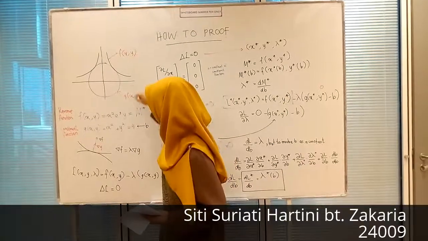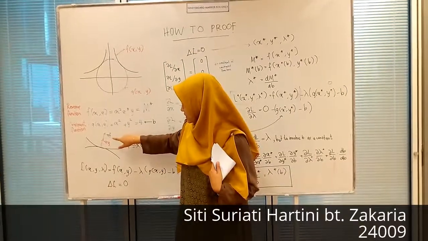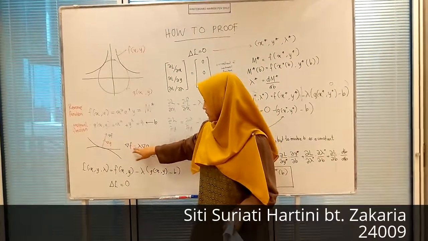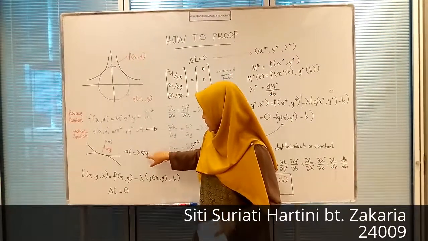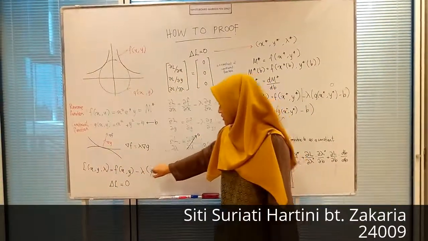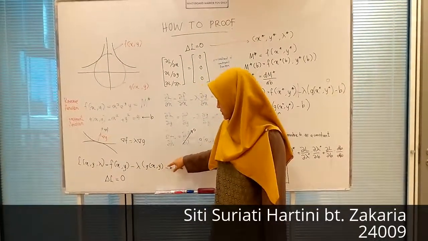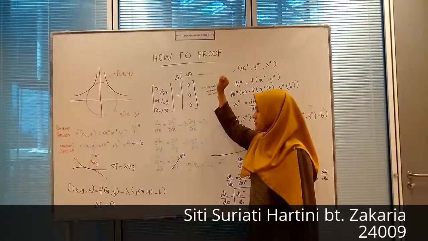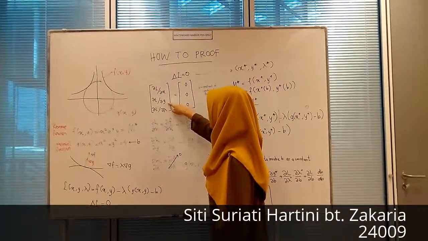From this graph, you can see that the gradient of the function f and the gradient of the function g are parallel. From this relationship, the gradient of f is directly proportional to lambda multiplied by the gradient of g. Lagrange also proposed this equation: L(x, y, lambda) is equal to f(x, y) minus lambda times g(x, y) minus b, the constant, and the gradient of L is equal to 0 at the maximum point. We differentiate the Lagrange function with respect to x, y, and lambda.